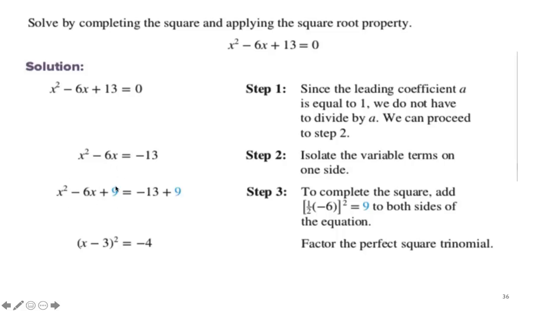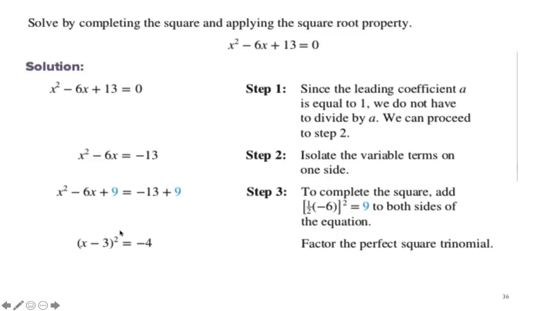But I cannot change my equation. So if I introduce a 9 on the left, I must also introduce the 9 on the right to balance my equation so that I'm not changing it. And then the left side, as we see, is now a perfect square. Notice that negative 6 divided by 2 is negative 3, and that's always going to be like that. So now this is a square.